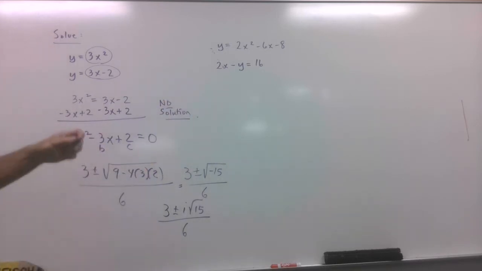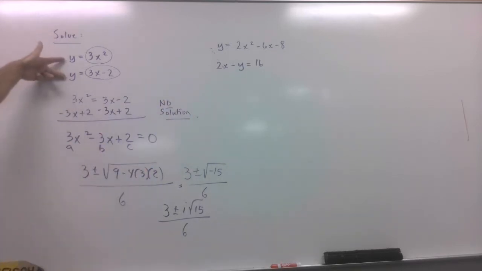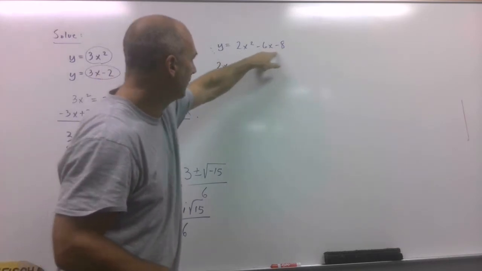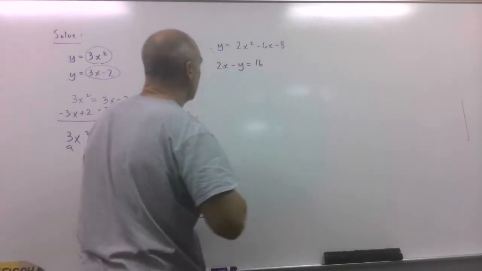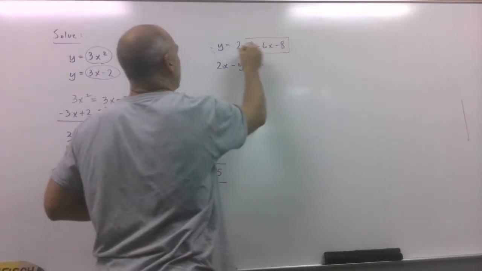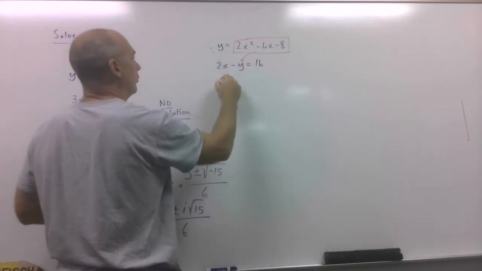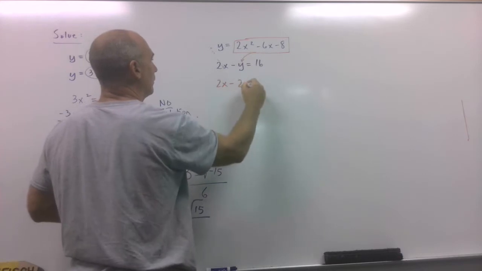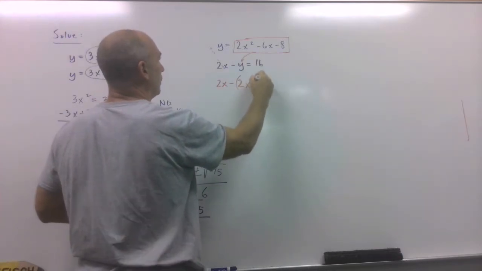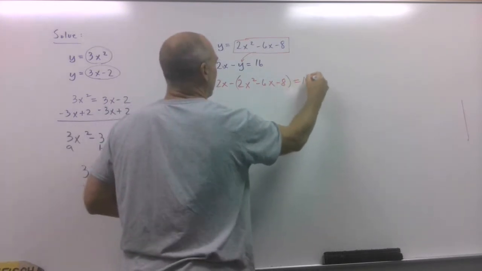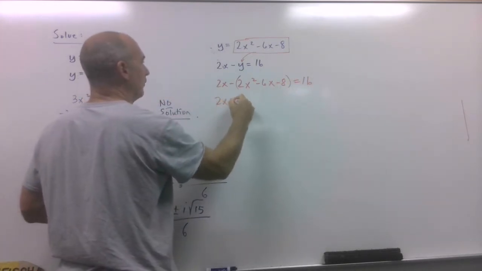All right, let's move on to this one. This one's set up quite easy because y equals, y equals. This one, not quite as easy. All I have is one of them that says y equals. Well, the trick there is, might seem painful at first, but you put that into the other one. So 2x minus, almost forgot the parentheses, 2x squared minus 6x minus 8 equals 16. Distribute that negative through there.